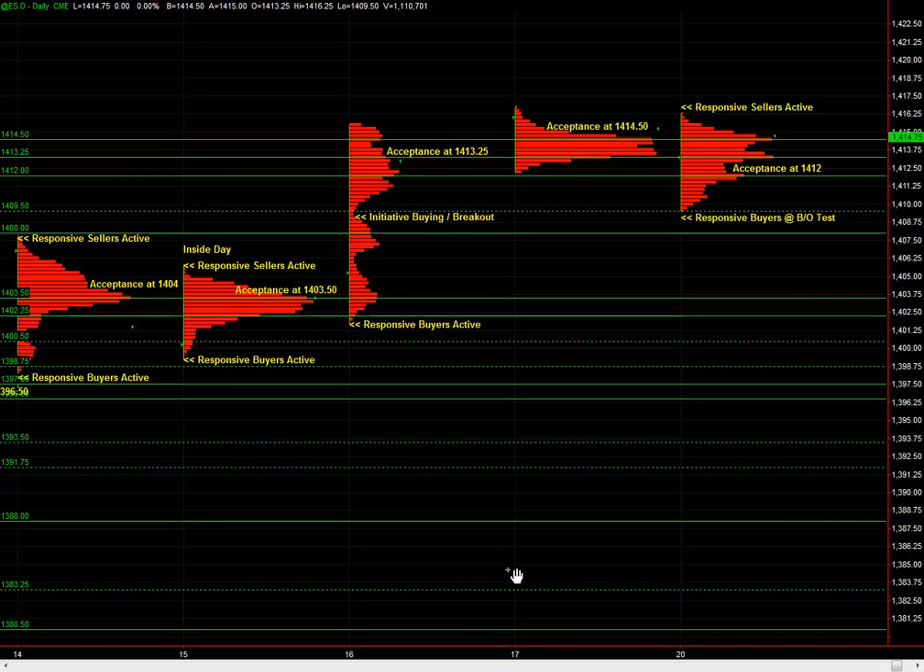Our plan for the day, we had 1413 to 1415 as the bull bear zone, with 0875 to 1075 as support below it. And then we were using Friday's high as resistance.